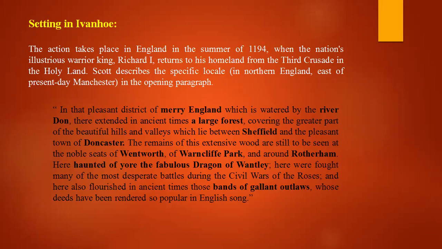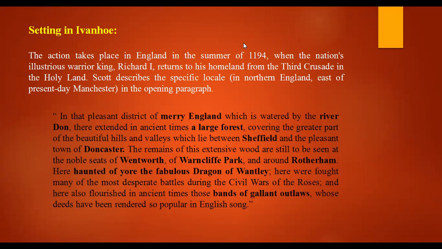Let's see the setting in Ivanhoe. The action in Ivanhoe, the setting here I'm talking about, takes place in England in summer of 1194. It means it was the Middle Ages. The action takes place in England in summer 1194 during the Middle Ages, when the nation's illustrious warrior king Richard I returns to his homeland from the Third Crusade in the Holy Land. Scott describes a specific locale in northern England, east of present-day Manchester, in the opening paragraph.